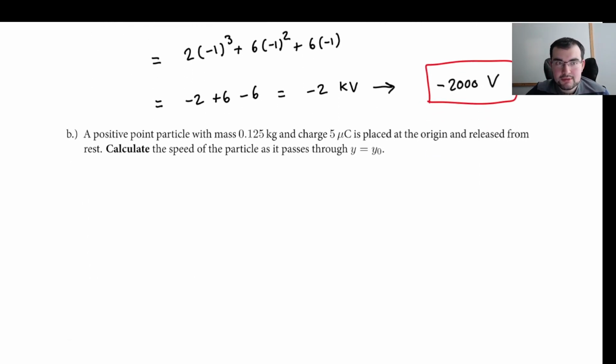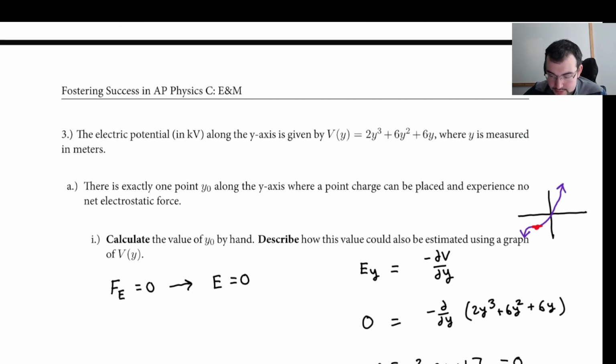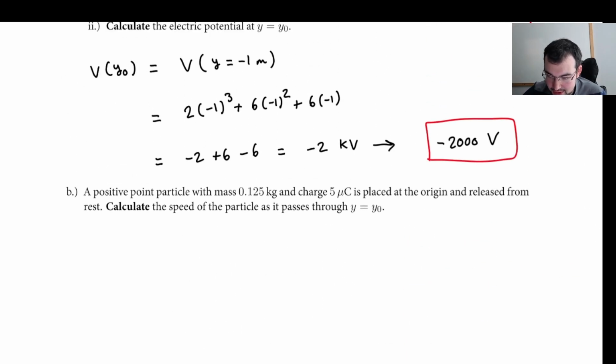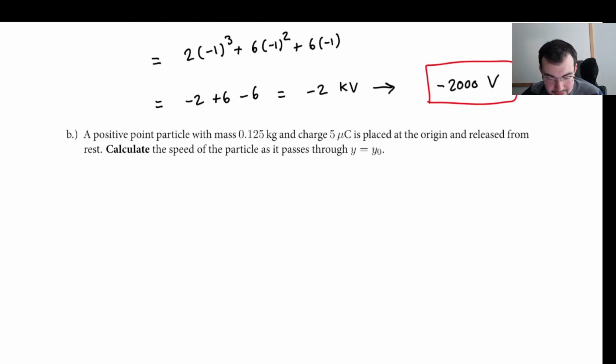And now, of course, we're dealing with potential, so you know there has to be an energy problem in here. A positive point particle with mass and charge is placed at the origin, released from rest. Calculate the speed of the particle as it passes through y equals y0. So first of all, we know that the potential at 0 is going to be 0, because if I plug in 0 to the potential function, it's there. And we know that positive charges are going to accelerate towards lower potentials, so it makes sense that it's going to go towards this negative 2,000 volt place on its own here.